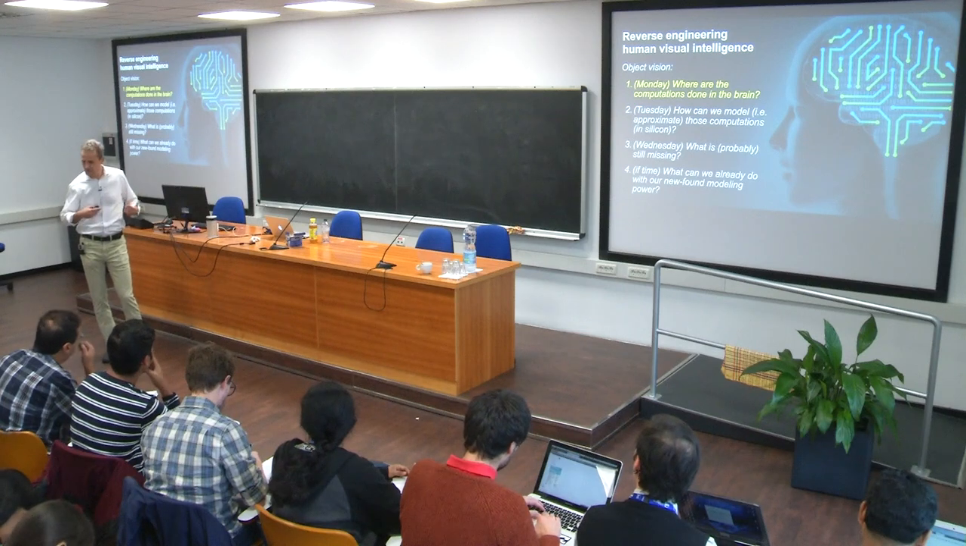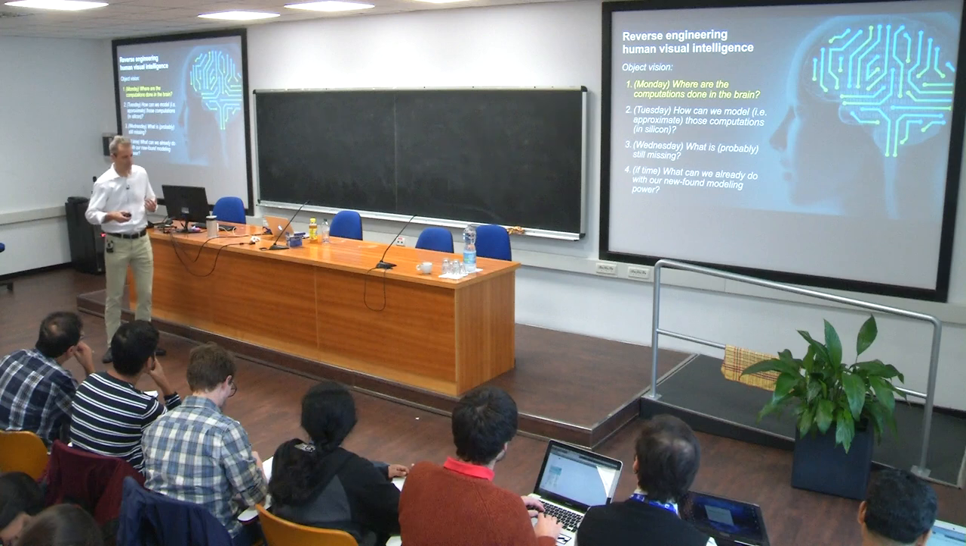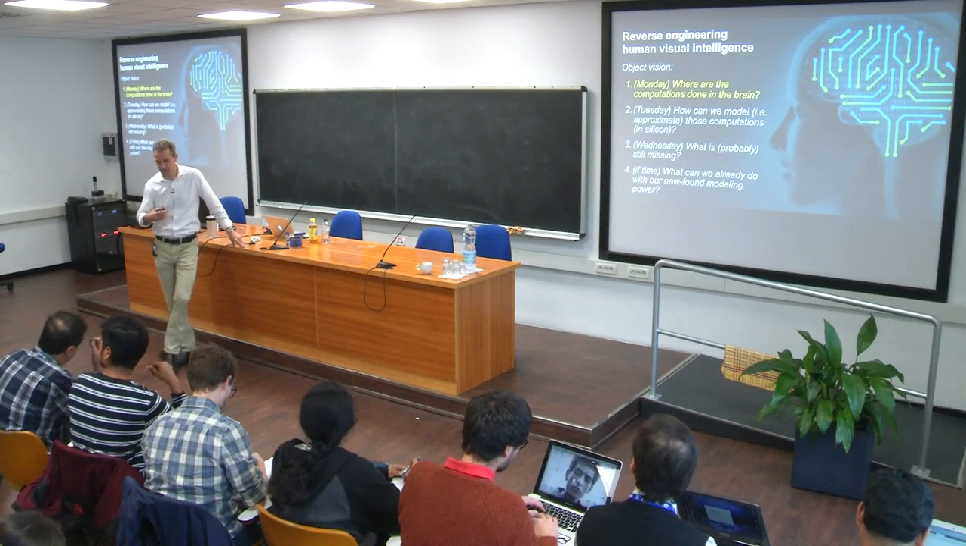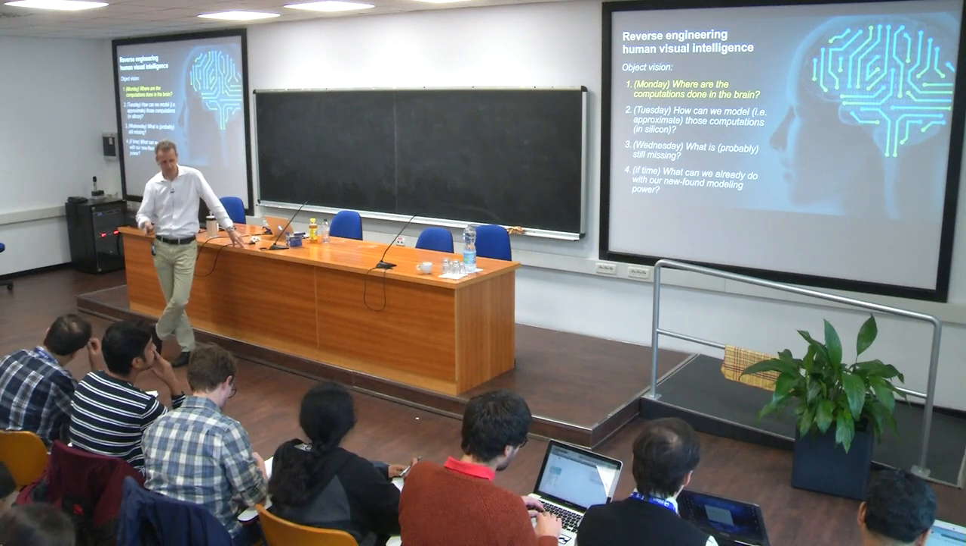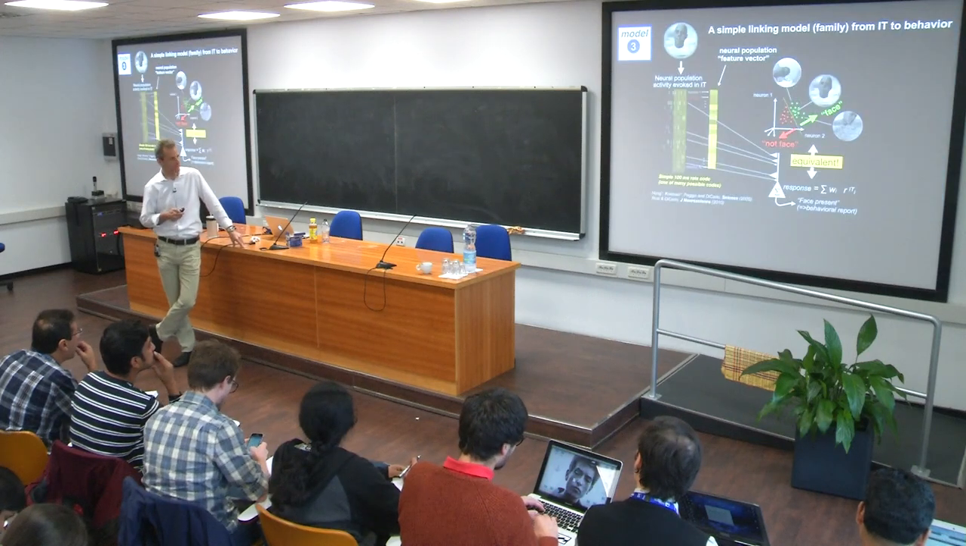Yesterday I tried to show you where in the brain the key computations were taking place and how we think about those in population spaces. But I left open the question I want to talk about today: how do we go from an image to those population patterns of activity that I kept referring to yesterday in the place called inferotemporal cortex?